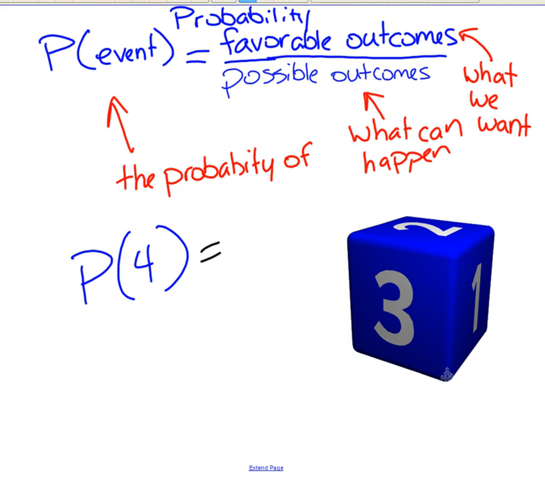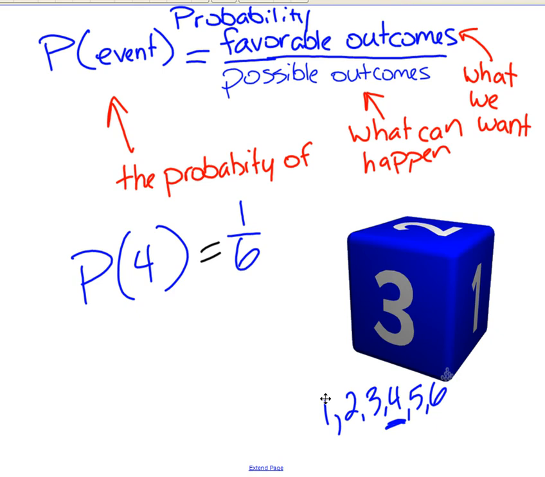Okay, so our example here, the probability of getting a 4. If we consider a regular die, what are our different possible outcomes? We can get 1, 2, 3, 4, 5, 6. How many of those are favorable? Just one, just the 4. Favorable is what we want to have happen. Out of how many possible outcomes? We said there are a total of 6 outcomes here. So the probability of rolling a 4 on a regular die is 1 out of 6.